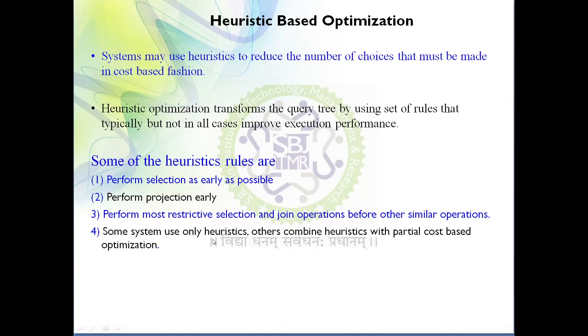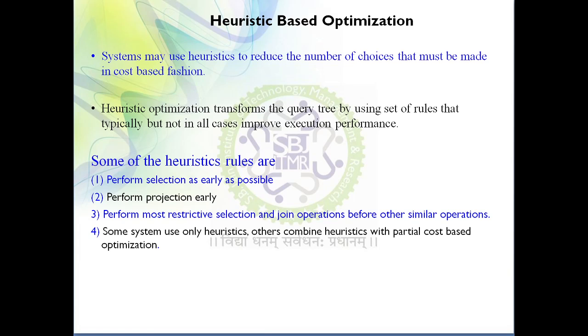Then we talk about heuristic based optimization. So what is a heuristic? Heuristic based, what? Rules. So heuristic based optimization is also called rule based optimization. The system may use some set of rules to reduce the number of choices that must be made in a cost based fashion. In cost based optimization, we are trying to reduce the cost and find the efficient way of doing this, but here we use a set of heuristics, applying this set of rules so that the query can be optimized. So heuristic optimization transforms the query tree by using a set of rules.